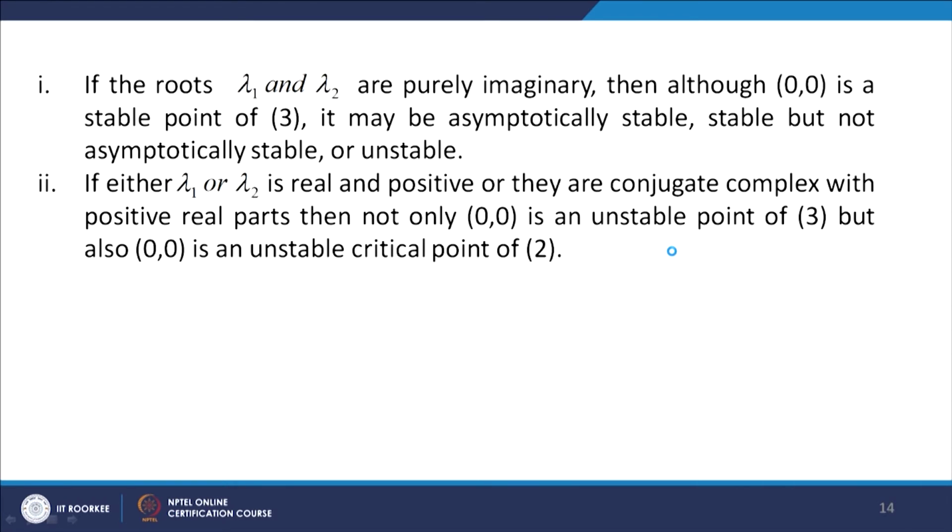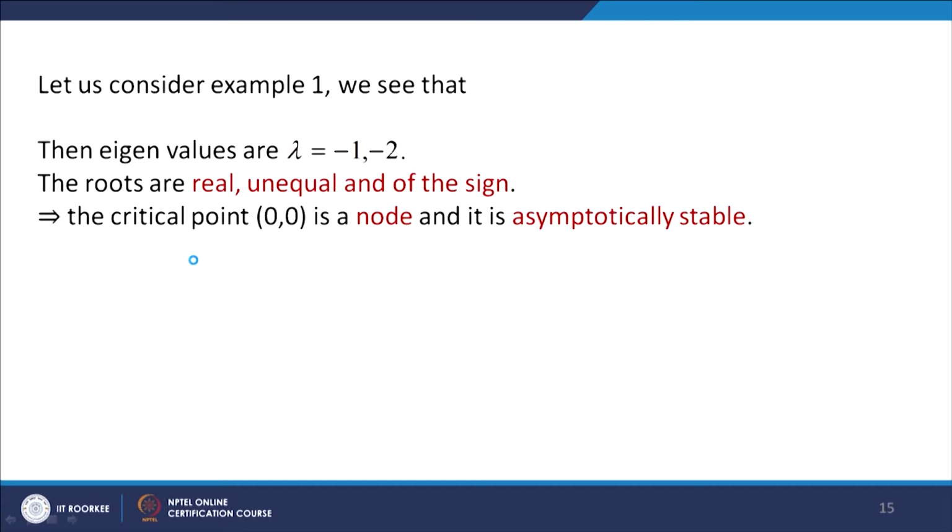Now, here are the exceptions. If the roots lambda 1 and lambda 2 of the characteristic equation are purely imaginary, then although (0,0) is a stable point of the linear system, it may be asymptotically stable, stable but not asymptotically stable, or an unstable critical point for the corresponding nonlinear system. If either lambda 1 or lambda 2 is real and positive, or they are conjugate complex with positive real parts, then not only is (0,0) an unstable point of the linear system, but also (0,0) is an unstable critical point of the nonlinear system 2. So let us consider example 1.